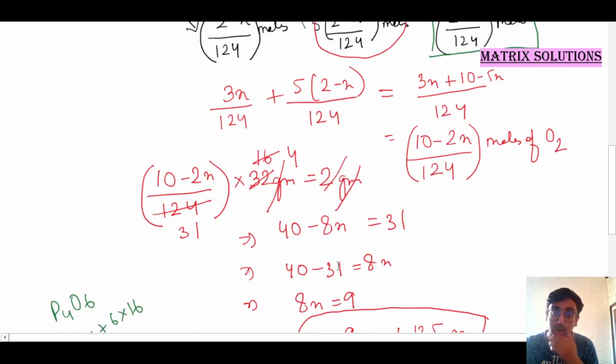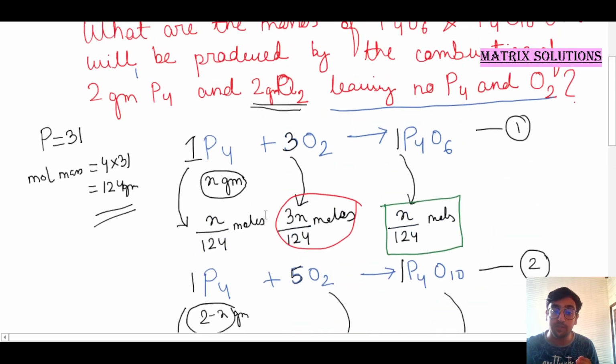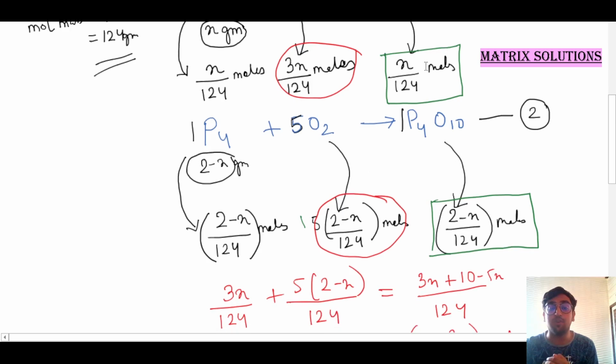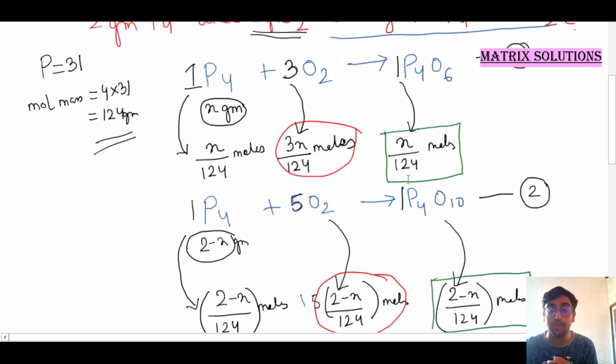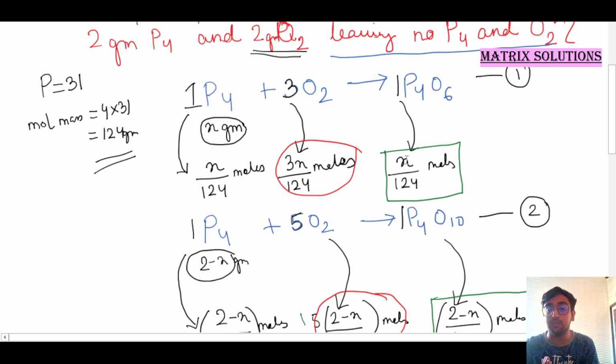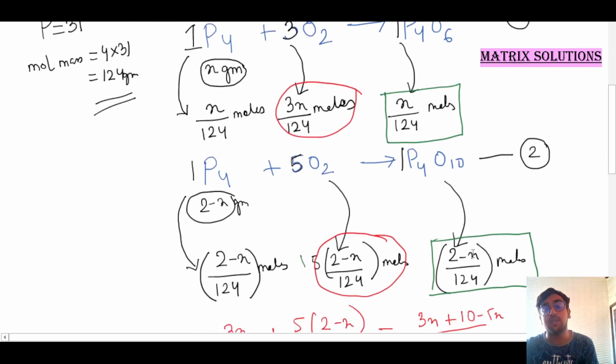So you now know how much amount of P4 is being used in the first reaction and how much is used in the second reaction. First reaction it is 1.125, the second reaction 0.875 gram is used. Now what is the amount of P4O6 and P4O10 being produced? P4O6 is this amount of moles. Substituting X, we get the amount of moles. How to get the mass? Multiplying by the molecular weight, we get the total mass of P4O6 formed. Similarly for P4O10, we know the amount and multiply by the molecular mass of P4O10.